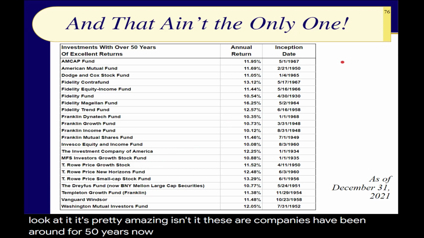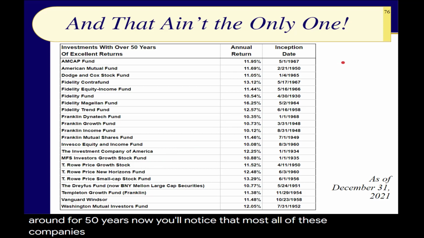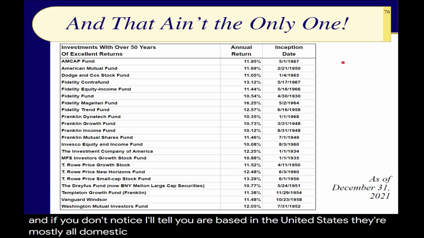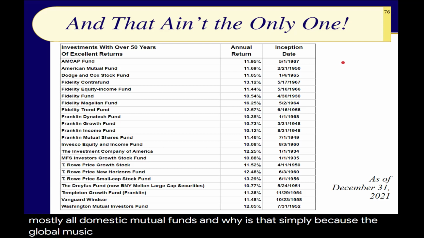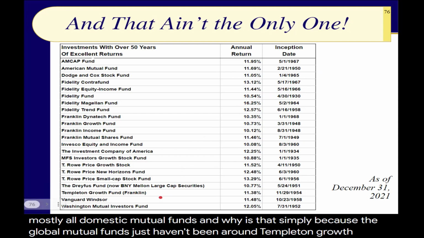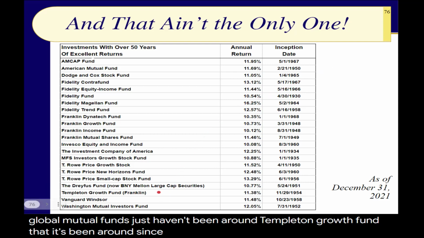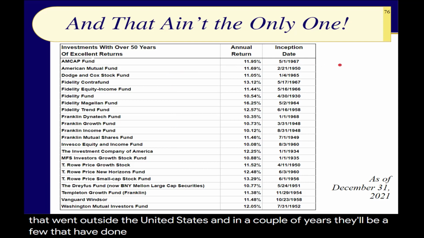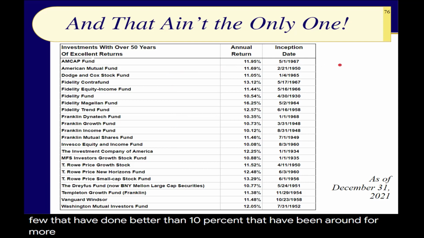Now, you'll notice that most all of these companies, and if you don't notice, I'll tell you, are based in the United States. They're mostly all domestic mutual funds. And why is that? Simply because the global mutual funds just haven't been around that much longer. There's one here, the Templeton Growth Fund, that's been around since 1954. That was one of the first mutual funds that went outside the United States. And in a couple of years, there'll be a few that have done better than 10% that have been around for more than 50 years.